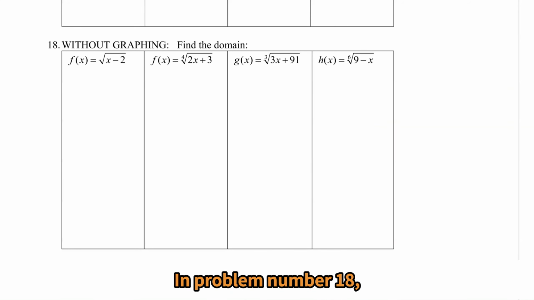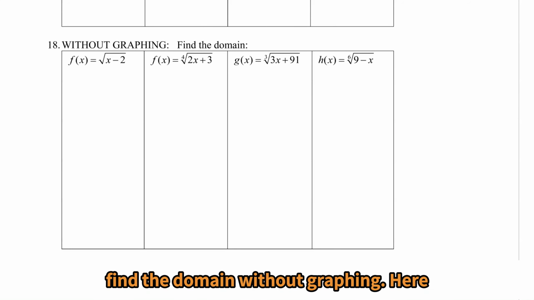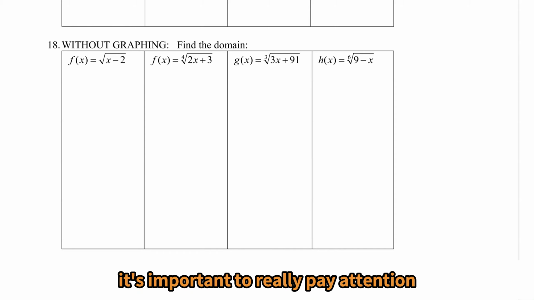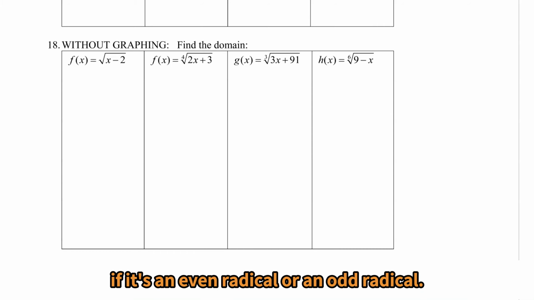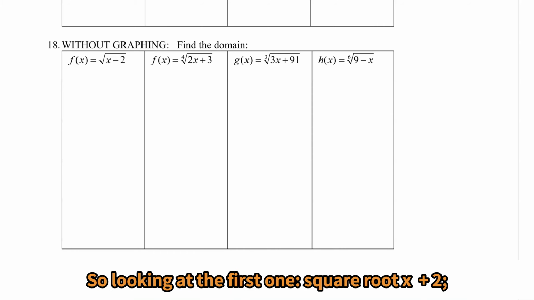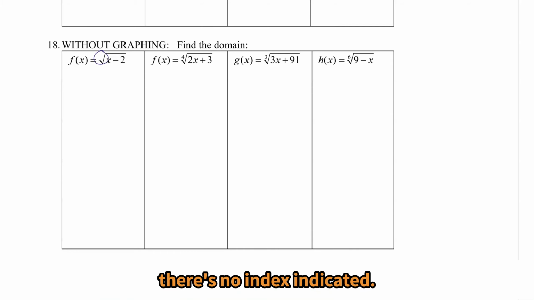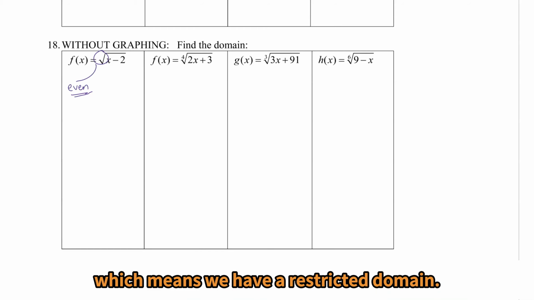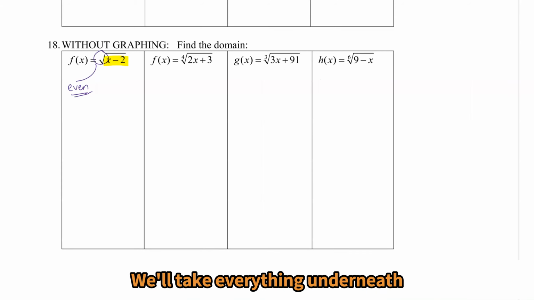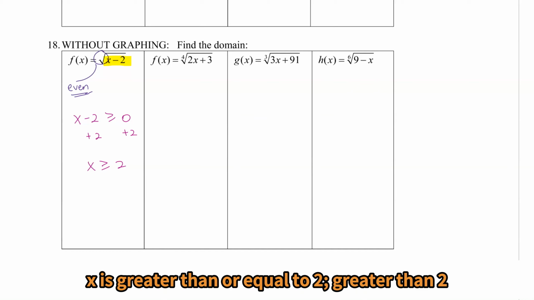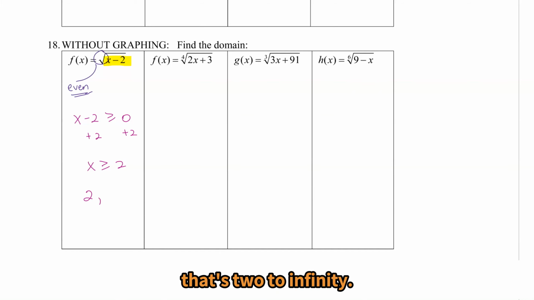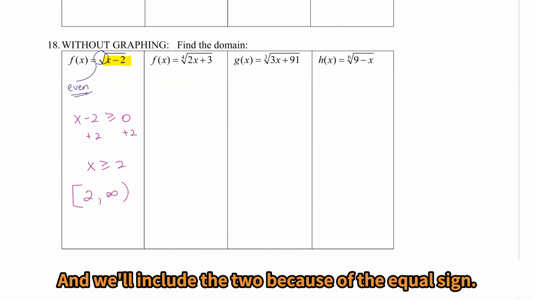In problem number 18, find the domain without graphing. Here it's important to really pay attention to what type of radical you have, if it's an even radical or an odd radical. So looking at the first one, square root x minus 2, there's no index indicated. This is an even radical, which means we have a restricted domain. We'll take everything underneath that radical, x minus 2, and set it greater than or equal to 0, and solve for x. So x is greater than or equal to 2, that's 2 to infinity, and we'll include the 2 because of the equal sign.